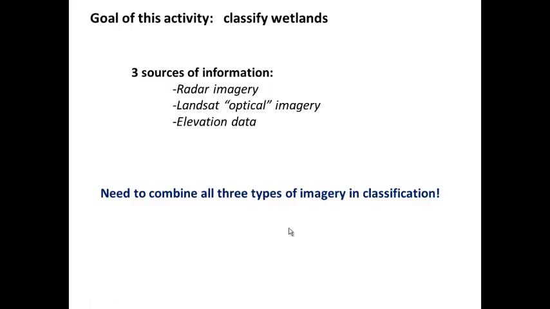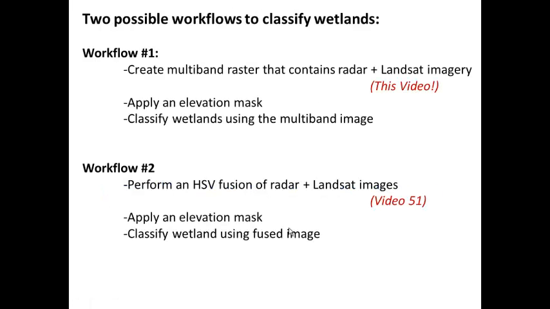And that's a little bit tricky, and there's a couple ways that we can combine this imagery. One possible workflow, number one, is to just try to put all this imagery into a single multi-band raster. In particular, that would involve combining the radar and the Landsat image into a single multi-band raster. To do that, we need to resample these data, and I'll talk about that in a second. We would then apply an elevation mask and then apply a classification scheme to that multi-band image.